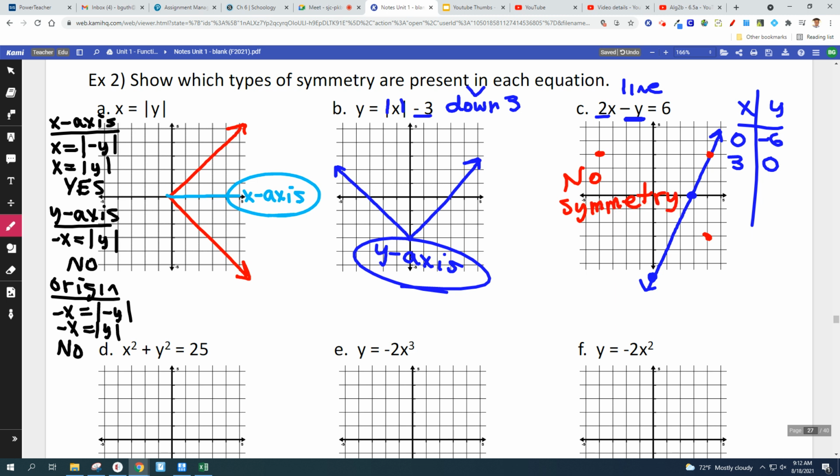You know, maybe I should have made that point before. If you take this point and fold it over the y-axis, you're at this point. That's why there's y-axis symmetry. But if you took this point and folded it over the x-axis, you don't have x-axis symmetry. So we can kind of see it on the graphs there.